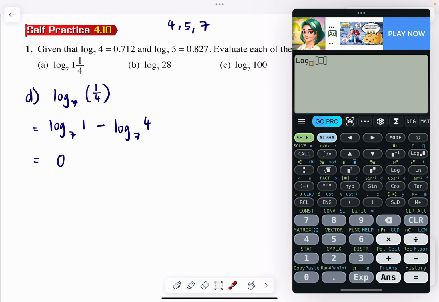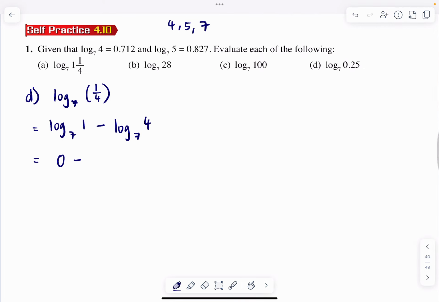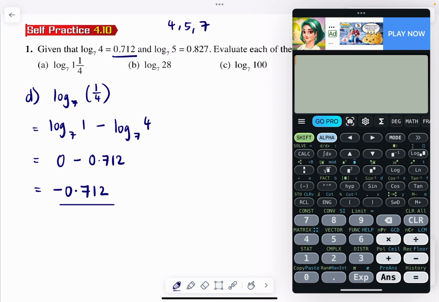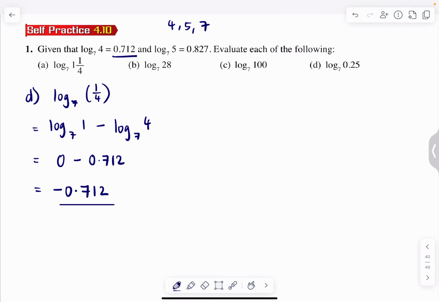Okay, I can show you here. Log 10 1. Yeah, so if we change the base to log 99, also 0. Log 65 67, same. Right, it's part of the rule. Then minus log 7 4. Log 7 4 is already given, 0.712. So our answer will be negative 0.712. We can double check. Log 7, 0.25. Yup, negative 0.712. That'll be our answer. That's it.